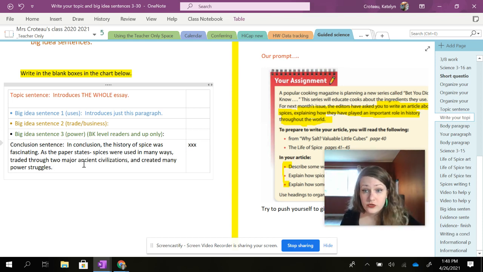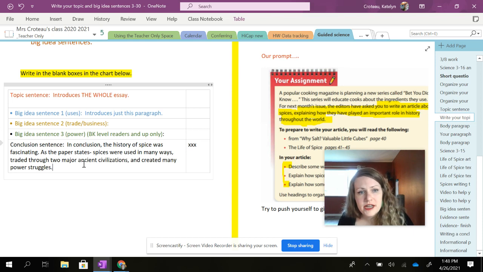So you can also do it in 2 sentences. Your first just being a general conclusion statement. Your second, restating your 3 big ideas, or your 2 big ideas if you only wrote 2 body paragraphs. So think about it like this: a general wrap-up statement, very much like a topic. It says what it was about. It was obviously about the history of spice, so say something about that.